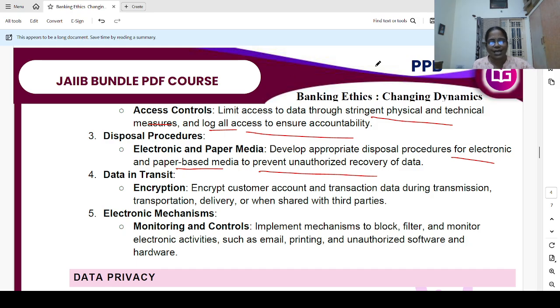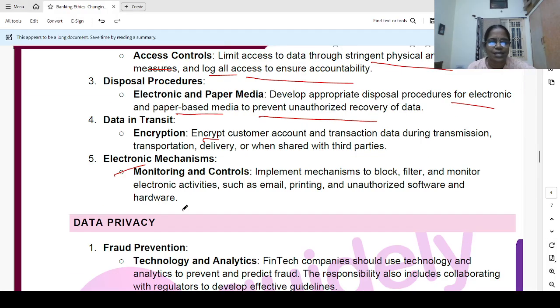Then data in transit: when they are transmitting the data, they should encrypt customer account and transaction data during the transmission. Encryption means the data is visible only between the sender and the receiver. A third party does not have the right to look at that data. Then they have to make electronic mechanisms to monitor, control, block and filter electronic activities such as email, printing, and unauthorized software and hardware.